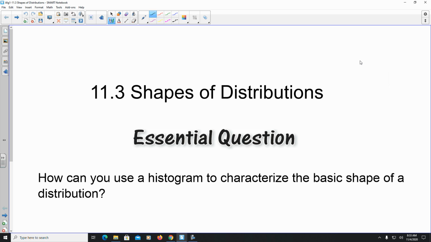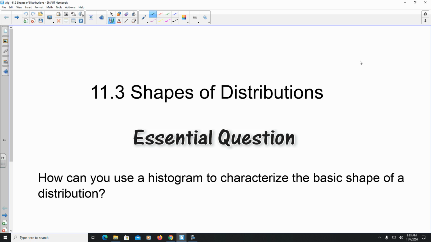Welcome to the video. In this lesson, we're going to be looking at section 11.3, where we're going to be looking at shapes of distributions. Here it's asking us, how can you use a histogram to characterize the basic shape of a distribution?